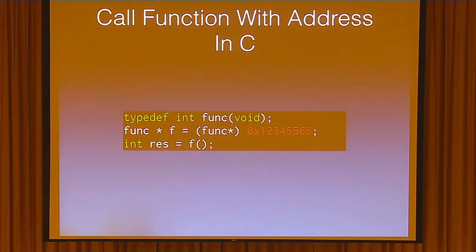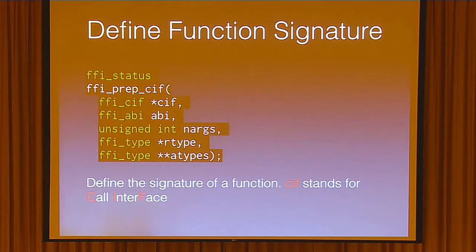But you have to do all the function pointer declaration at compile time, which means it's not very flexible. So we will usually use libFFI to call the functions. First, you have to define the function signature, which means you have to define what arguments the function wants and what it returns.